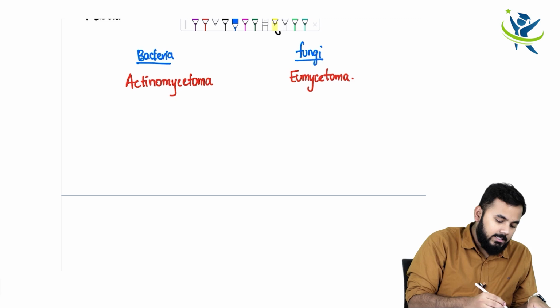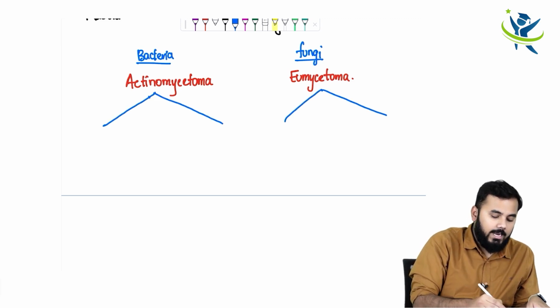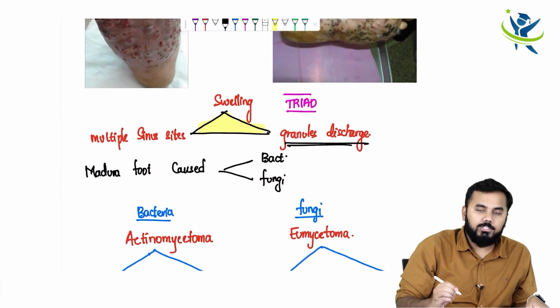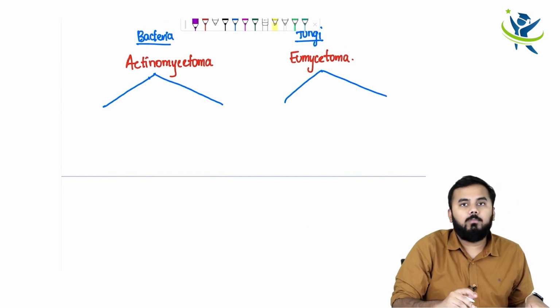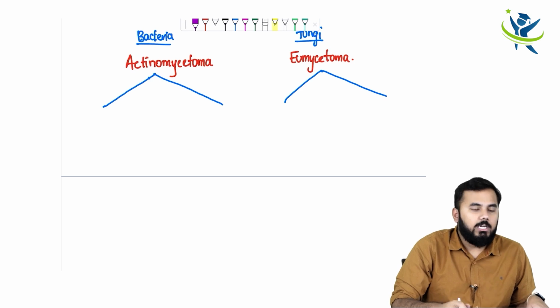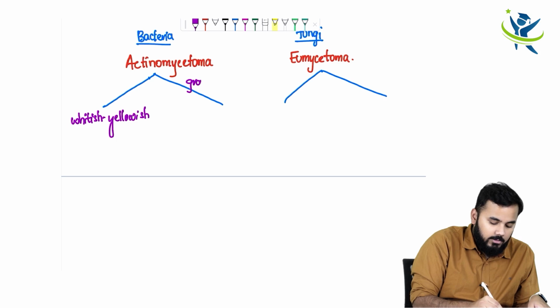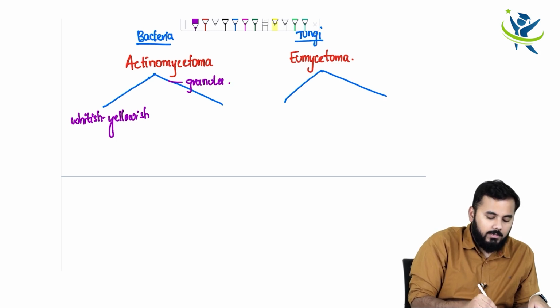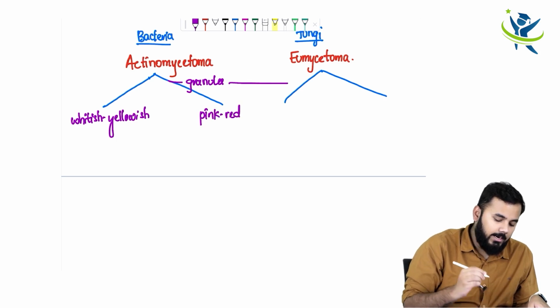Now when you look at Actinomycetoma, I told you about granules, right? So there is a granular discharge. In the case of Actinomycetoma, there are two different types of granules formed. One is whitish yellowish granules, and another one is pinkish reddish granules, or pink red granules.